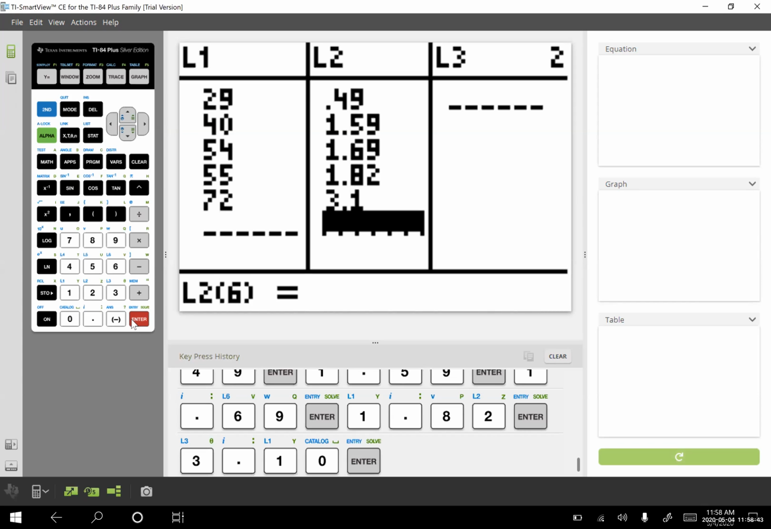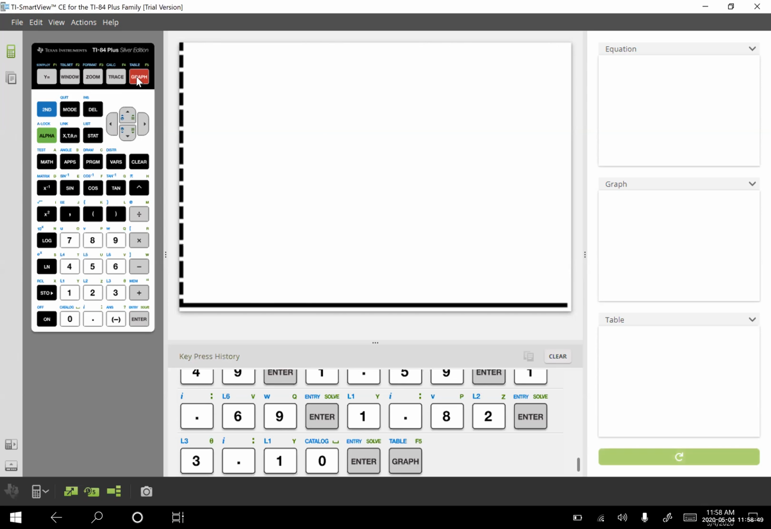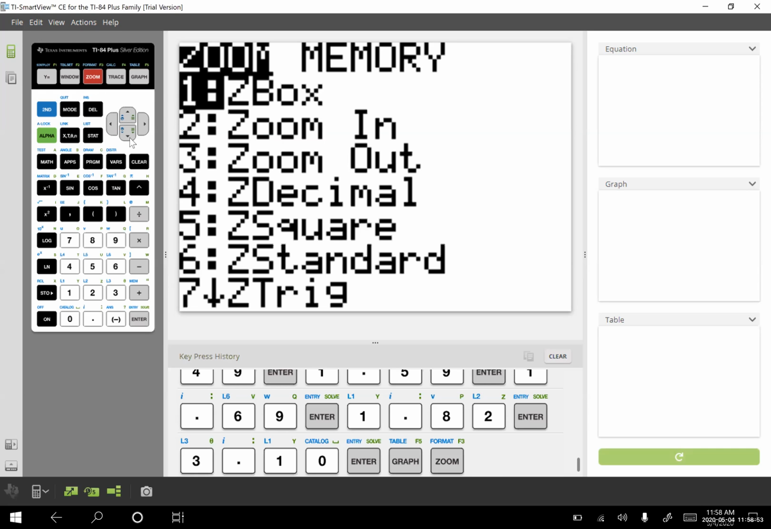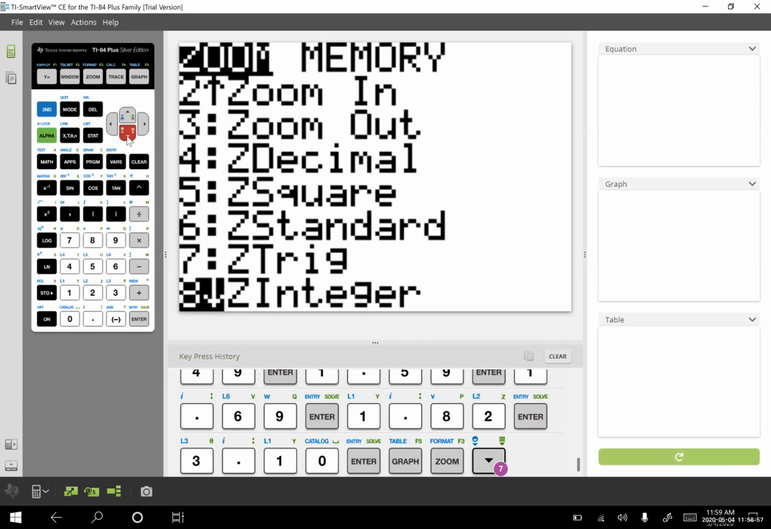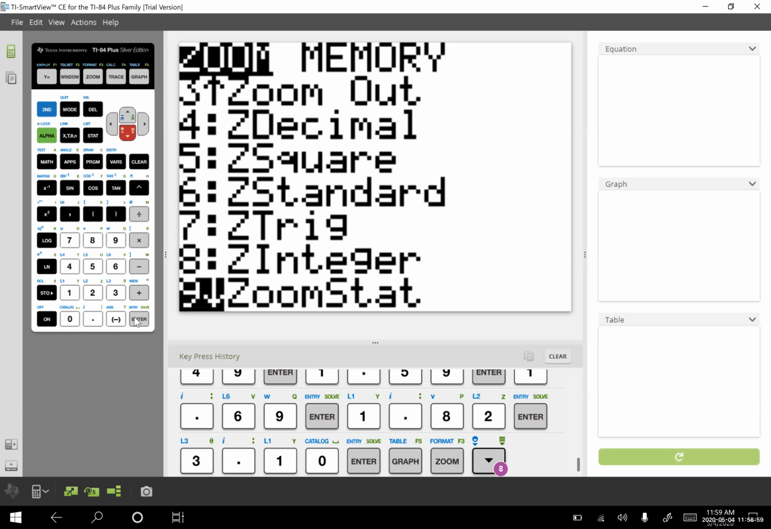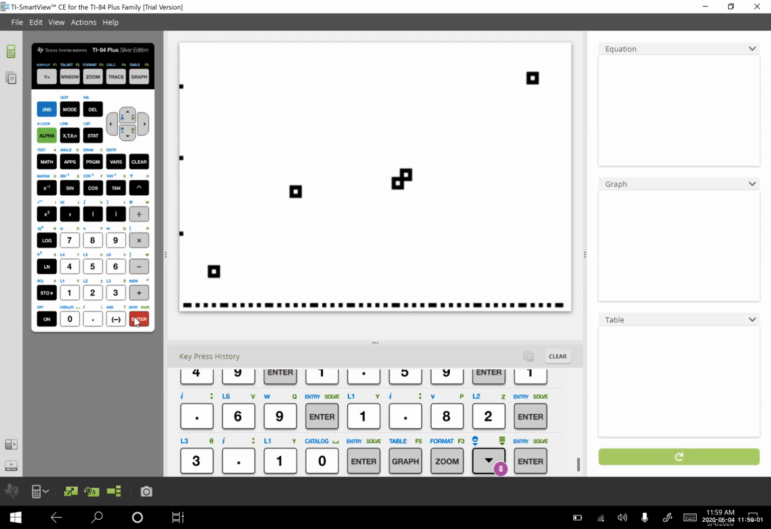Okay, so now we're going to go into y equals, graph. Now, once again, it doesn't show us what we want, so we're going to go into zoom, and we're going to go down until we find zoom stat. So we get something like this. So does that look like a linear relationship? Looks like we could draw a little bit of a line right through there.